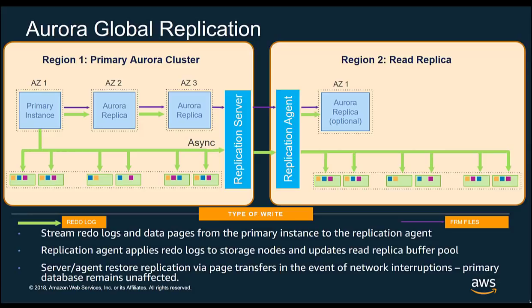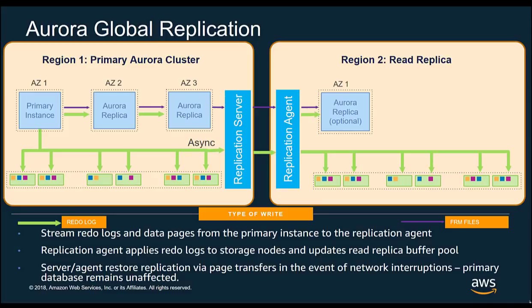And what this is that when the writer in an Aurora cluster performs a write, what happens is we generate a redo log. And we write that redo log to the storage node. We actually write it to 6 storage nodes, 2 in each of 3 availability zones in a region. And then we wait for a 4 out of 6 write quorum. Well, when we use Aurora Global Replication, that all remains the same.